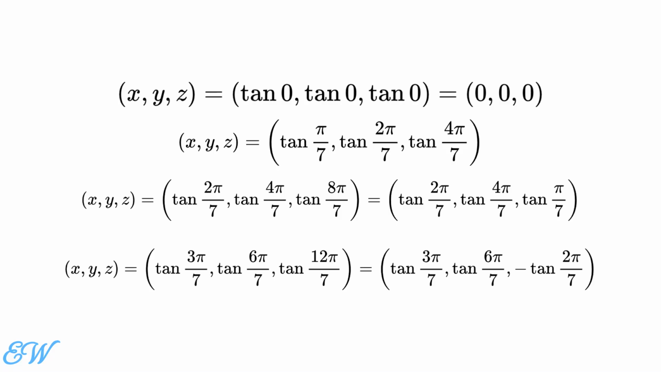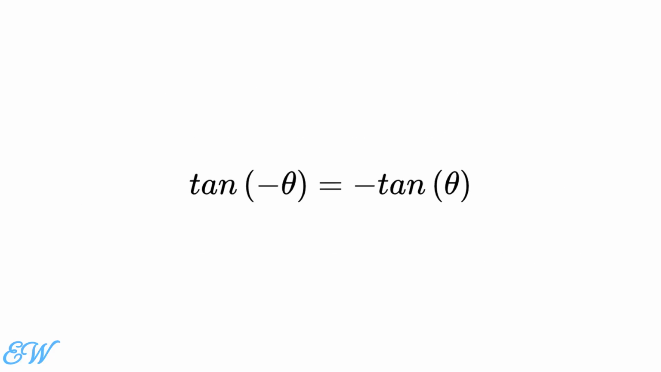Now we can use the fact that tangent is an odd function, meaning that tan of negative theta is equal to negative tan theta, to find the values for k equal to negative 3, negative 2, and negative 1. So if we plug those in, we will just get the negative values of what we saw previously.